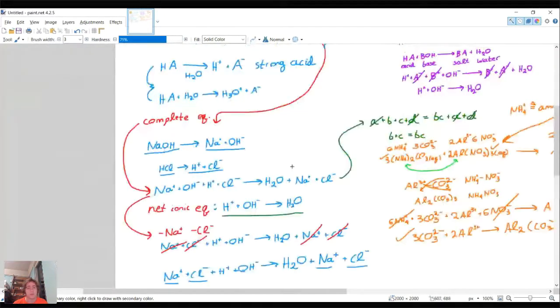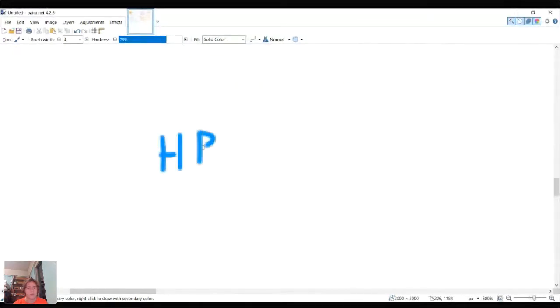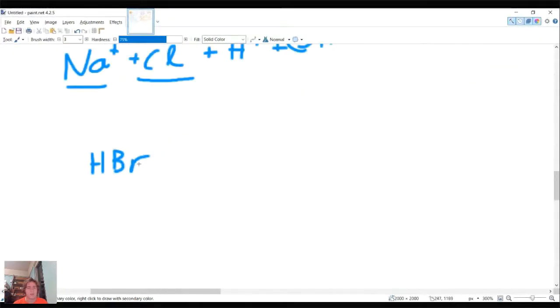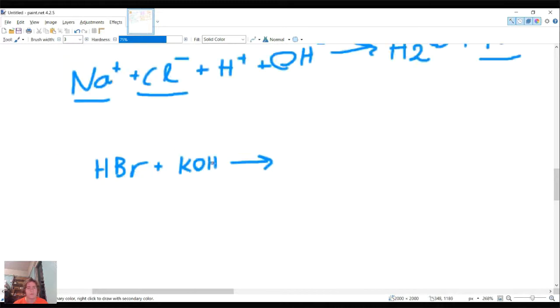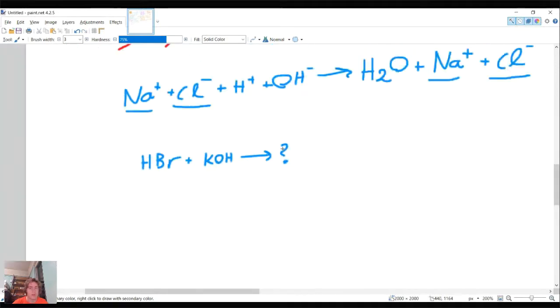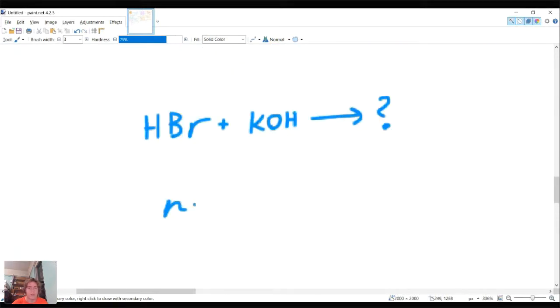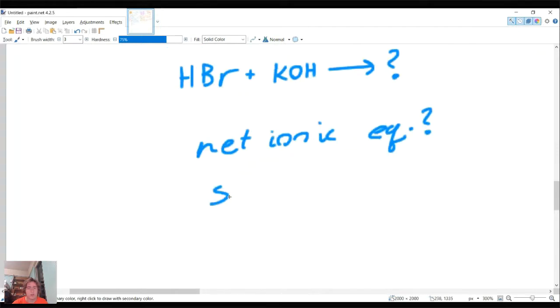And often it won't be that spelled out for you. Often you'll see hydrobromic acid plus potassium hydroxide forms. First, you'd be asked, like on an FRQ, for example, what's formed? And then find the net ionic equation. And then what are the spectator ions?